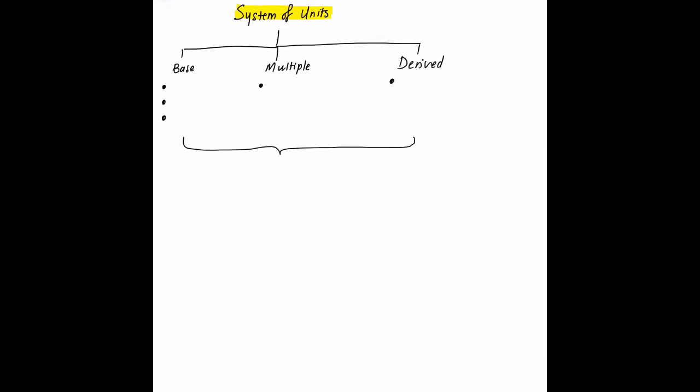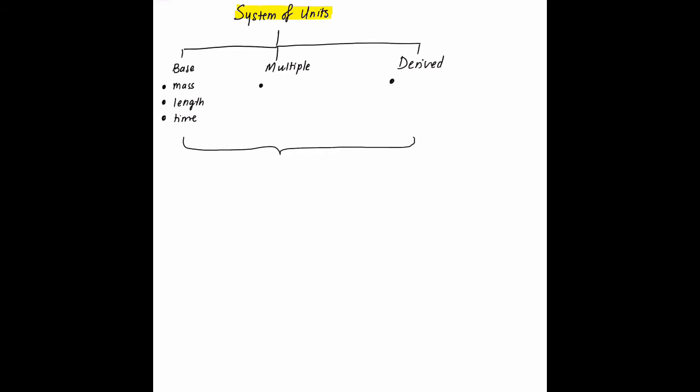Moving on to system of units, there are three types of units. Firstly, the base unit. The base unit comprises of mass, for example, length, time. These are the basic units, and other units would include temperature, electrical current, light intensity.